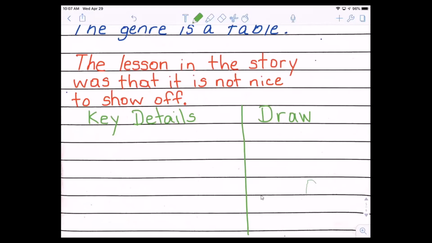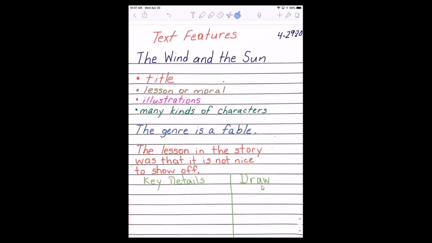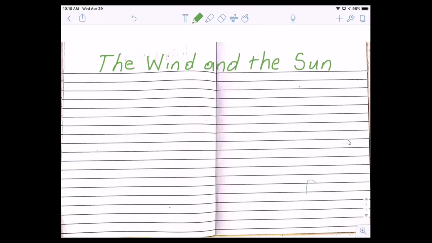Okay, raise your hand if you know what key details I'm talking about. Dylan, all of this I will put in Class Dojo, okay, so that you can finish doing your work. So your homework is the key detail. And the drawing, okay? Thumbs up if you understand. And again, we need the date.